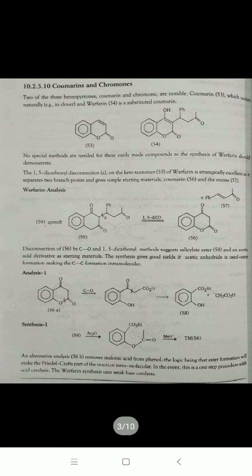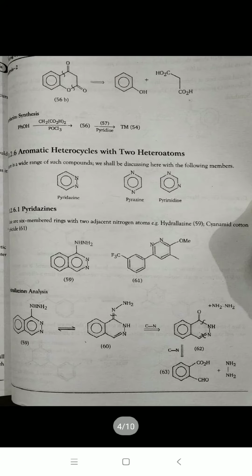An alternative synthesis 56B removes the malonic ester from the phenol. The logic is that ester formation will make the Friedel-Crafts part of the reaction intramolecular. In the event, this is a one-step procedure with acid catalyst, and the warfarin synthesis uses weak base catalysis.